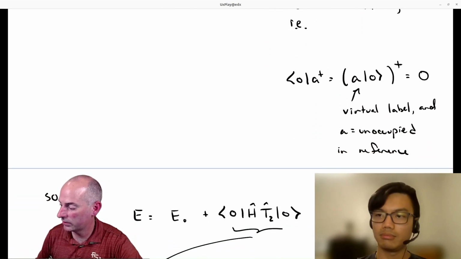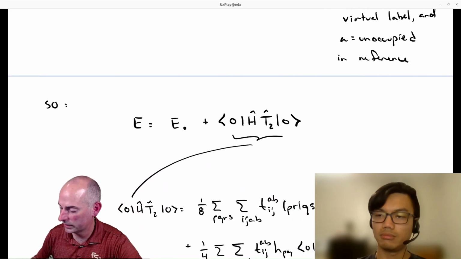You can see that here. I say this guy is the same as A without the dagger acting on 0 with the adjoint taken. So now you can clearly see this is an annihilator trying to annihilate an electron that's not there. And then that gives you 0.